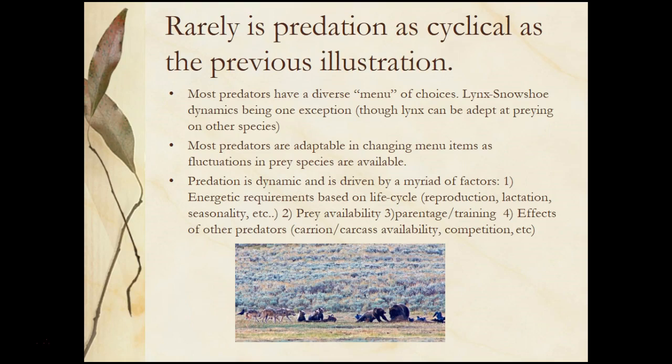At the third one there, parentage or training, as predators typically are what we call altricial, where the young have an extended learning time from their parents. Their parents may have to hunt more to feed them and to teach them how to hunt. And for the effects of other predators comes into play.